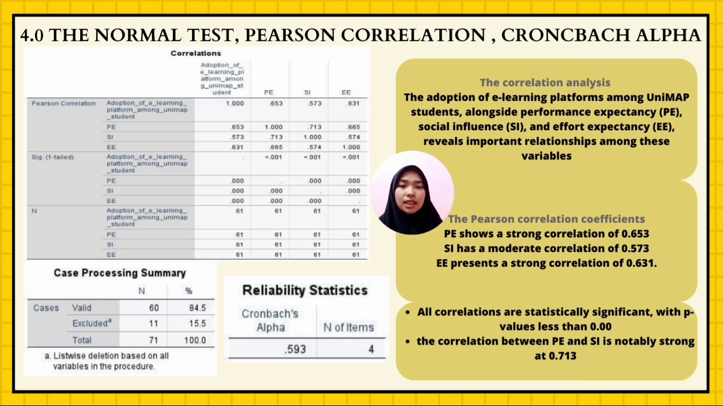4.0 is the normality test, Pearson correlation, and Cronbach's alpha. The correlation analysis of the adoption of e-learning platform among UNIMED students, alongside performance expectancy, social influence, and effort expectancy, reveals important relationships among these variables. The Pearson correlation coefficient for PE shows a strong correlation of 0.653, and SI has a moderate correlation of 0.573. Meanwhile, EE presents a strong correlation of 0.631. All correlations are statistically significant with a p-value less than 0.001. The correlation between PE and SI is strong at 0.713.